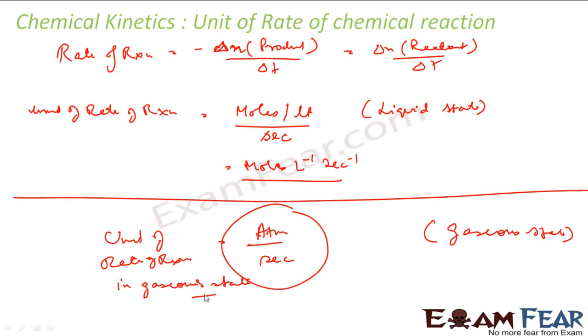Is this clear? So we have two different types of rates, instantaneous rate and average rate. In both cases the unit is the same. If it is a liquid solution, we talk about moles per liter per second. That will be the unit of rate of reaction. If it is in the gaseous state, for example H2 plus O2, then we talk about ATM per second. ATM is nothing but atmospheric.